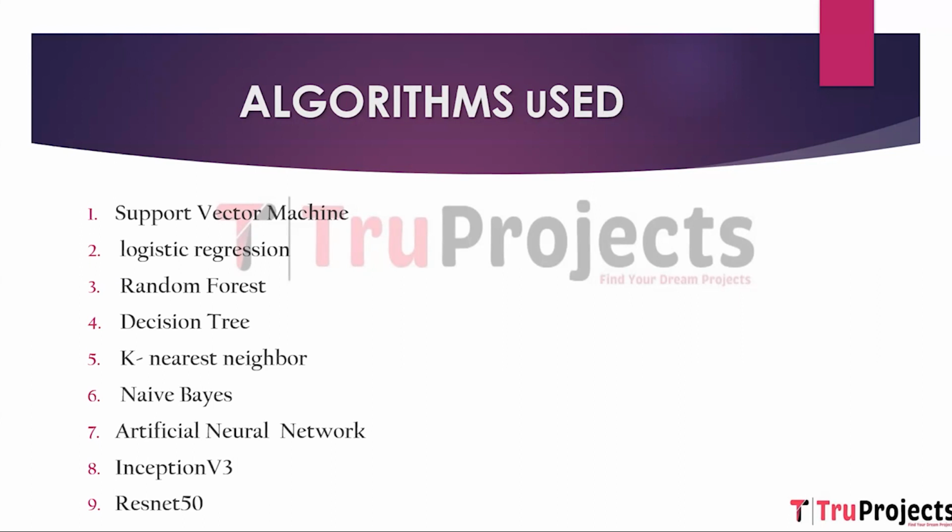Next one is artificial neural network, which is ANN. It is a deep learning model used to capture complex patterns and relationships in chest X-ray images, offering high accuracy for classification tasks. Eighth one is Inception V3. Inception V3 is a deep learning model specifically designed for image recognition tasks, effectively extracting hierarchical features from X-ray images. Ninth one is ResNet 50. It is a deep learning model with skip connections, addressing the vanishing gradient problem and allowing successful training of deep neural networks for accurate X-ray image classification.